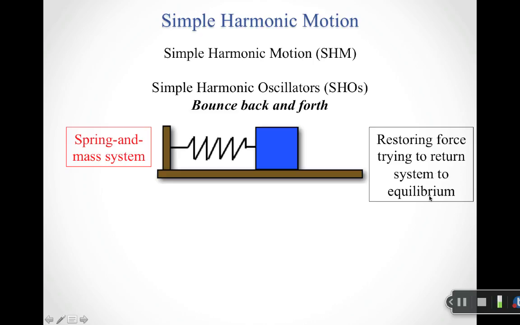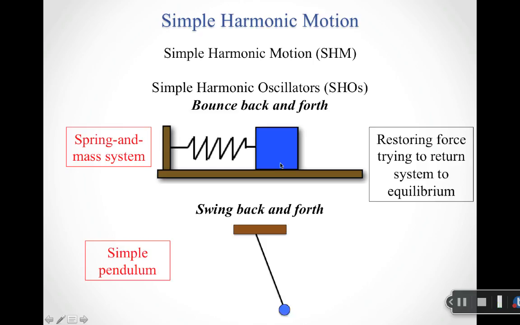And it bounces back and forth because there's a restoring force that's trying to return the system to equilibrium. So again, equilibrium we know is the point where the forces all balance out. It's the point where the spring force is zero, and the restoring force is always trying to get the system back to equilibrium. The other type of simple harmonic oscillators we'll have are ones that swing back and forth.